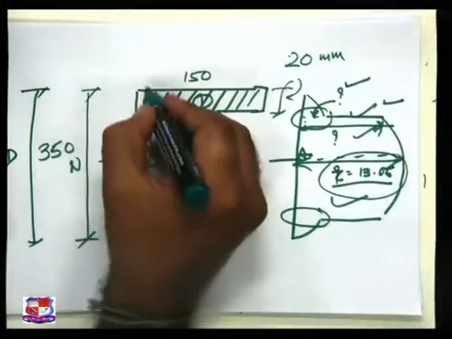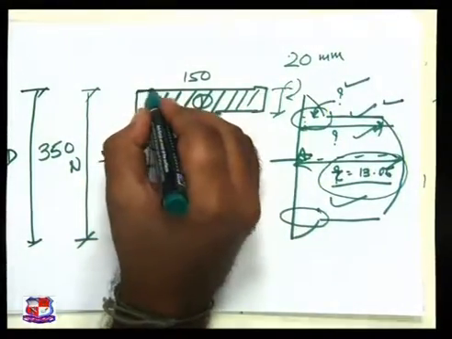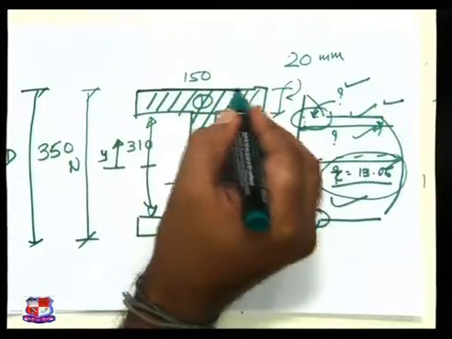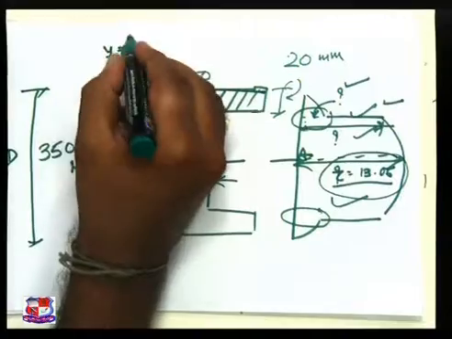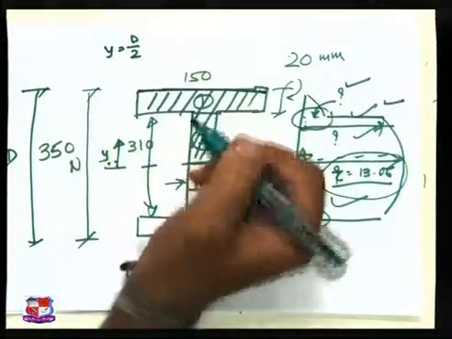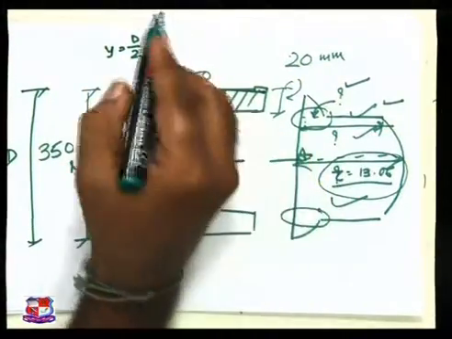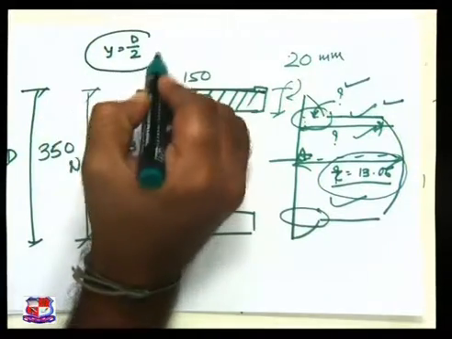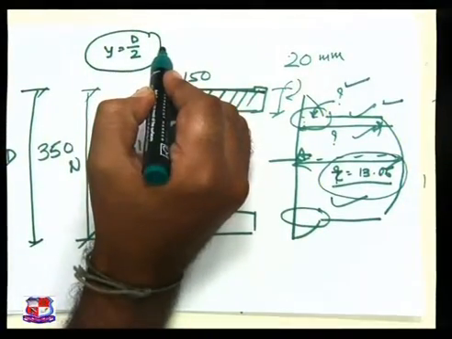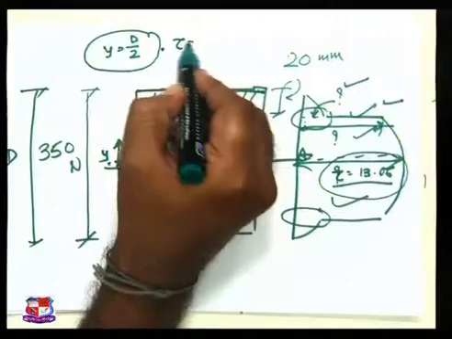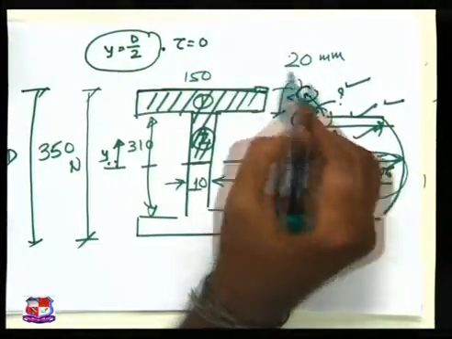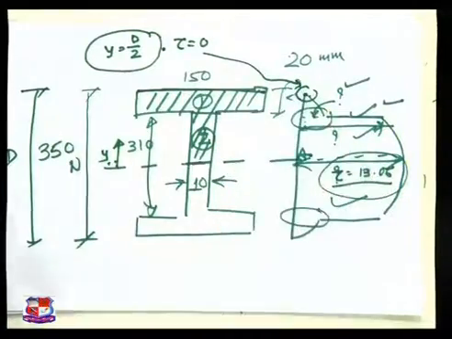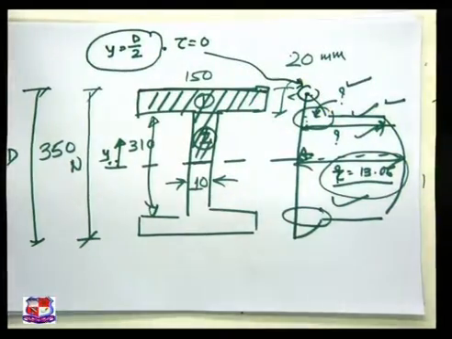So now if I want to find out the value of shear stress at the top of flange, then I have to take y is equal to D by 2. And when I take y is equal to D by 2 and put the value in the equation, I achieve tau is equal to 0. So at this top edge, the value of shear stress is 0.